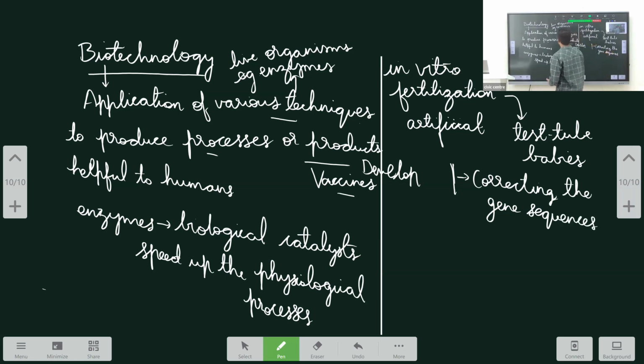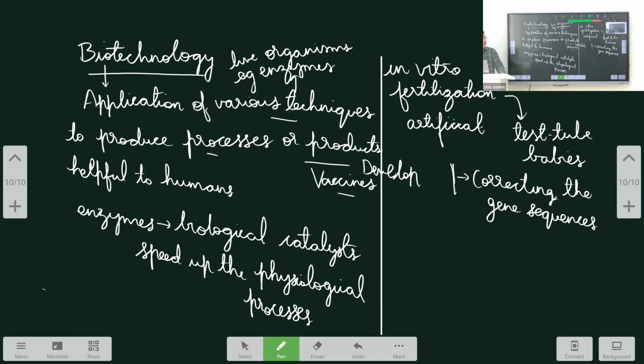So how do you correct these gene sequences? Let us understand one basic technology, the recombinant DNA technology. So for today, let's just cover that one technology and the basic introduction and concepts. Tomorrow we will go more into CRISPR Cas9, CAR T cell, and all the advanced techniques. So basically that is how biotechnology has the potential to make such changes.